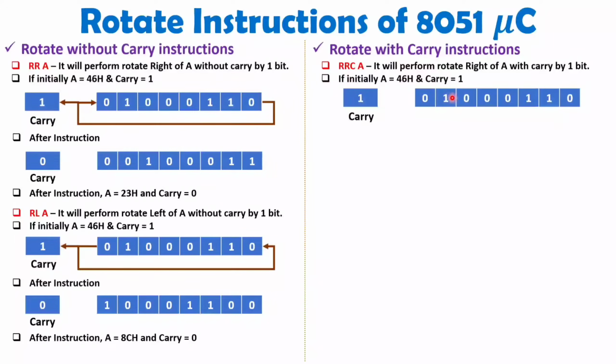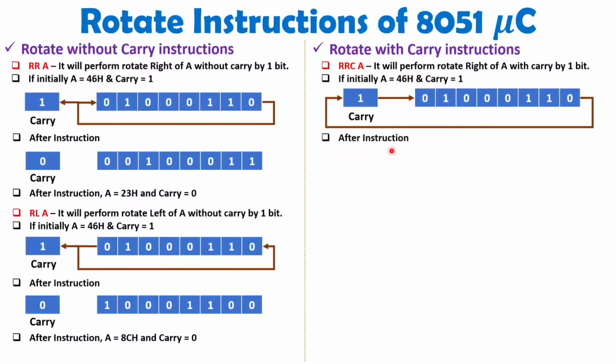Now what I need to do is perform rotate right with carry. So we rotate to the right side along with carry. You see what will happen. When you perform rotate right with carry, the carry will go over here and all these bits will get rotated like this, right? So along with carry, rotation is happening. After execution, this 1 will come here and this 0, the LSB, will come here in carry, right?